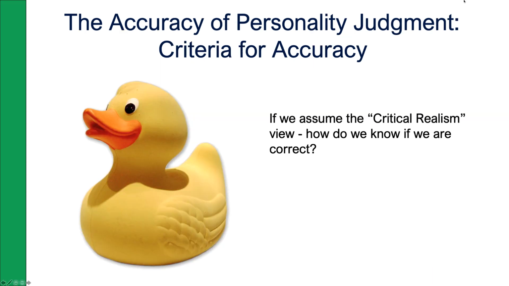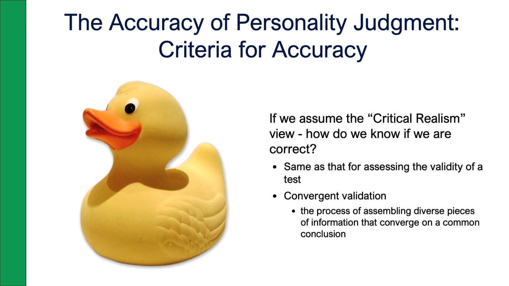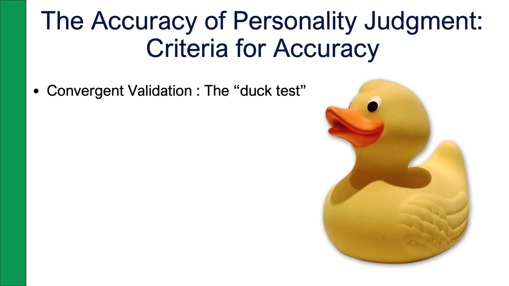So, if we assume the critical realism view, then how do we know if our judgments of someone's personality are accurate, are correct? The way to do this is to show that your personality judgment is supported by convergent validation. In convergent validation, you look at different sources of information to see if they're giving you the same conclusion. In the case of a duck, if you're trying to figure out if something's a duck, well, you're going to listen to it. Does it quack? You're going to watch it walk. Does it waddle like a duck? And observe its behavior. Does it act like ducks usually act?